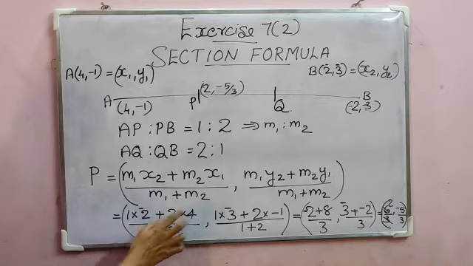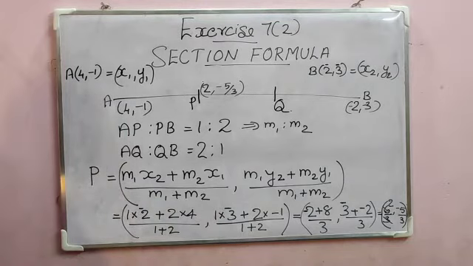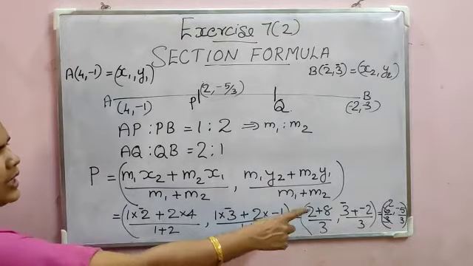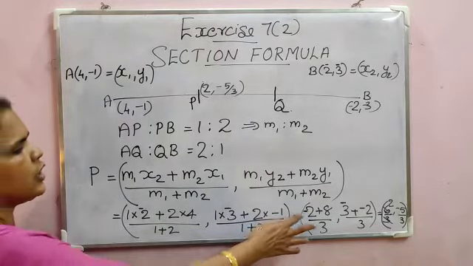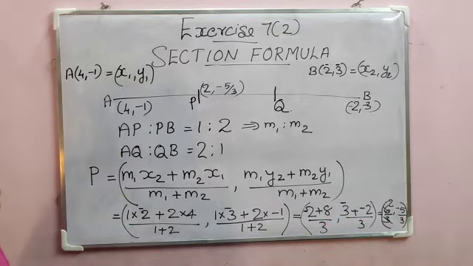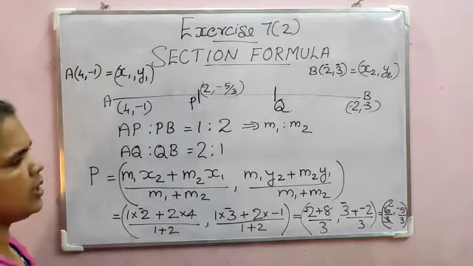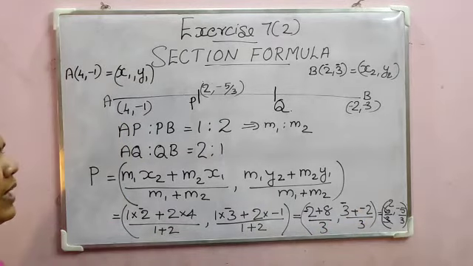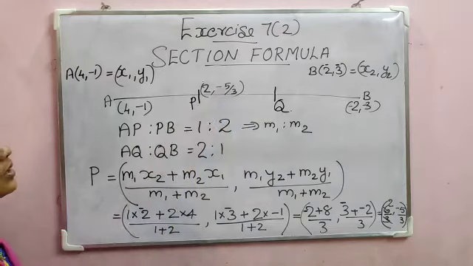We multiply: 1 into -2 is -2, plus 2 into 4 is 8, by 3. And 1 into -3 plus 2 into -1 by 1 plus 2. That is (-2 plus 8) by 3, (-3 plus -2) by 3. Here -2 plus 8 is 6 by 3, and 6 by 3 is 2. -3 plus -2 is -5 by 3. So the point P is (2, -5/3).